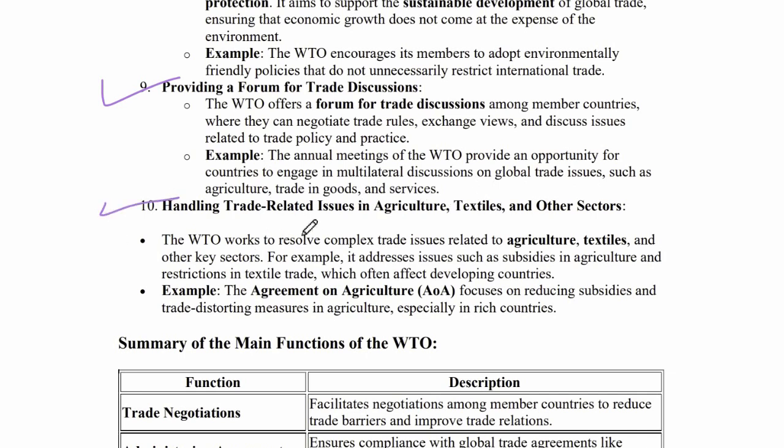10th, handling trade related issues in agriculture, textiles, and other sectors. The WTO works to resolve complex trade issues related to agriculture, textiles, and other key sectors. For example, it addresses issues such as subsidies in agriculture and restrictions in textile trade, which often affect developing countries. Example: the Agreement on Agriculture (AOA) focuses on reducing subsidies and trade distorting measures in agriculture, especially in rich countries.